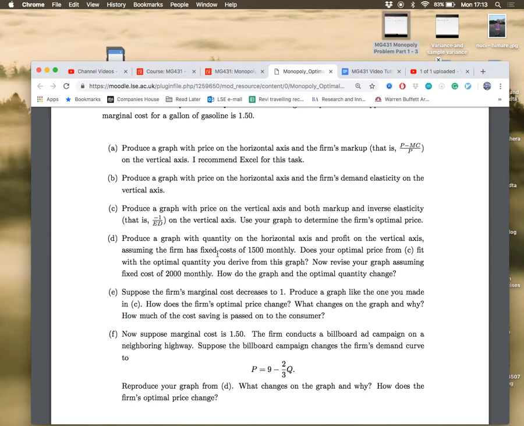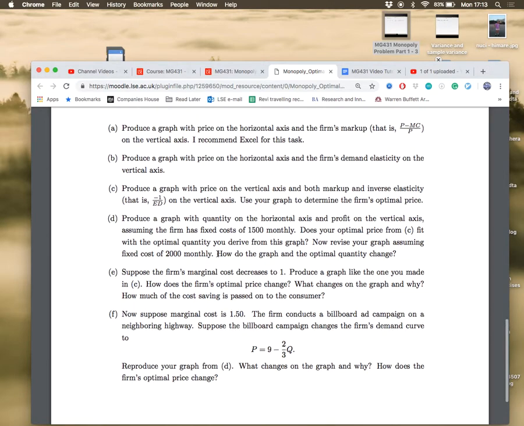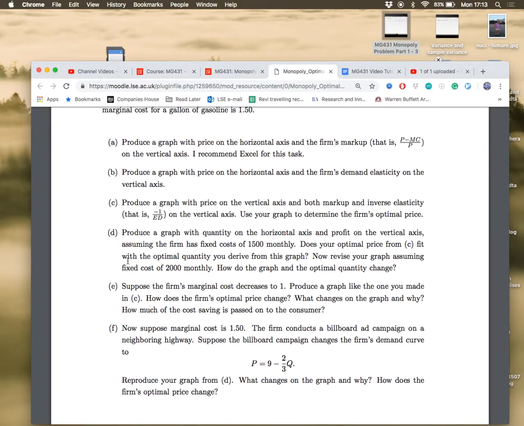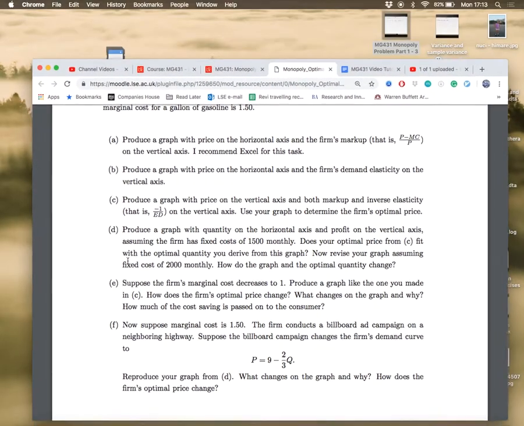But what I want to try and focus on is the remaining bits. So part D, part E, and part F. So what does part D tell us? Produce a graph with quantity on the horizontal axis and profit on the vertical axis, assuming that the firm has fixed costs of 1,500 monthly. Does your optimal price from C fit with the optimal quantity you derive from this graph? Now devise your graph, assuming the fixed cost is 2,000 monthly. How does the graph and the optimal quantity change? Okay, so let's talk about this.